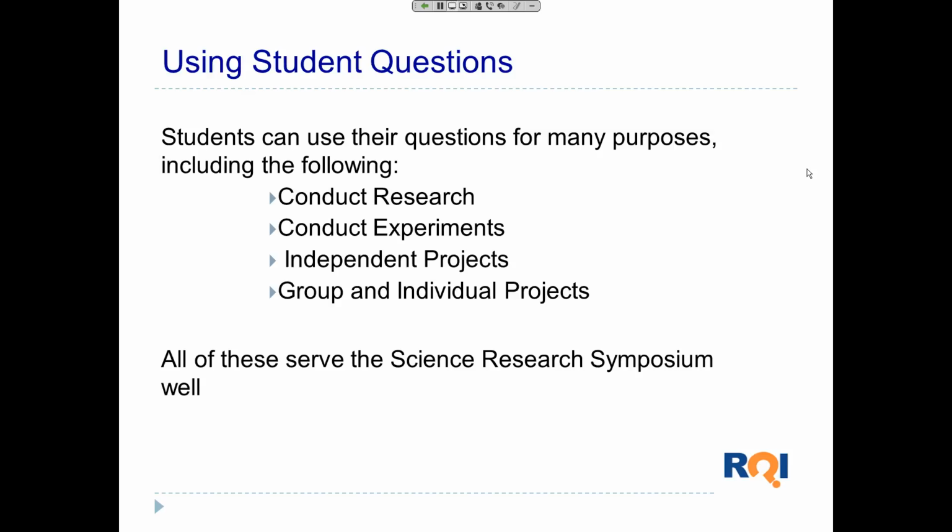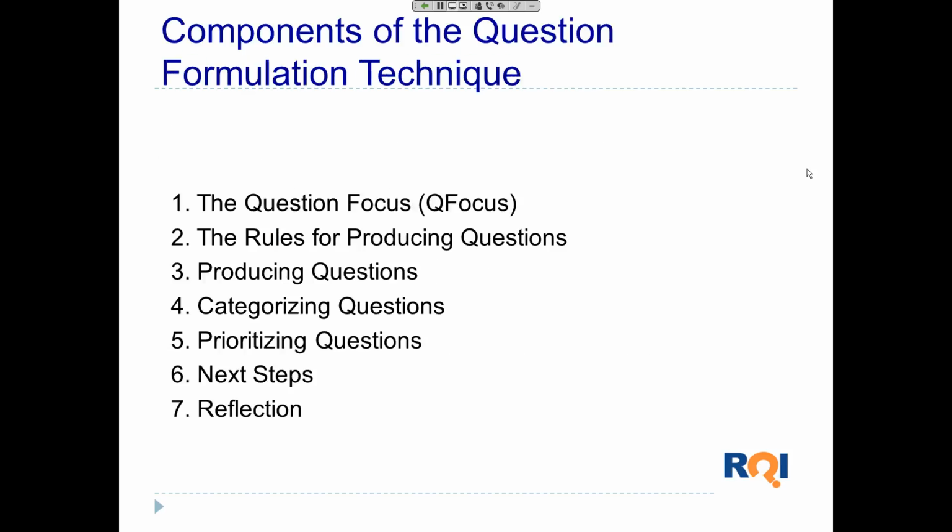So briefly, here are the components. The very first piece is something called a question focus, or a Q focus, and I'll show you an example of that in just a minute. There are rules for producing questions that the students need to follow, or we ask them to follow. Then the students are producing questions. We ask them to categorize questions, and you'll see an example of that. And then once they've categorized the questions as a group, first a small group and then maybe as a whole class group, they prioritize those questions, decide on what their next steps are going to be, and then reflect a little bit on the whole process.